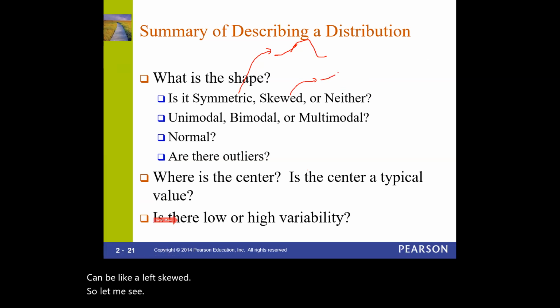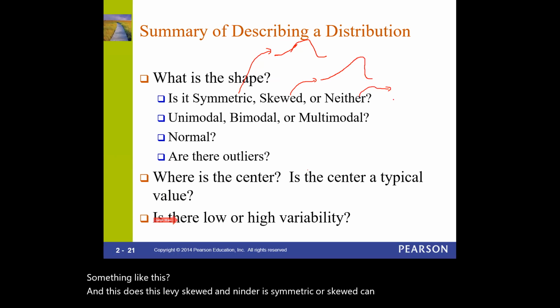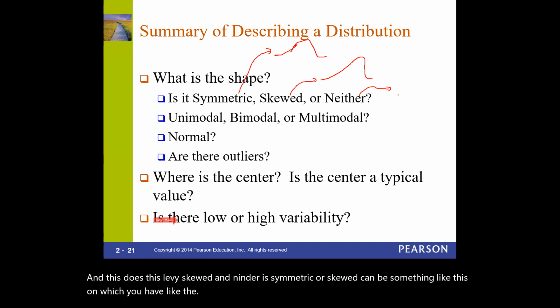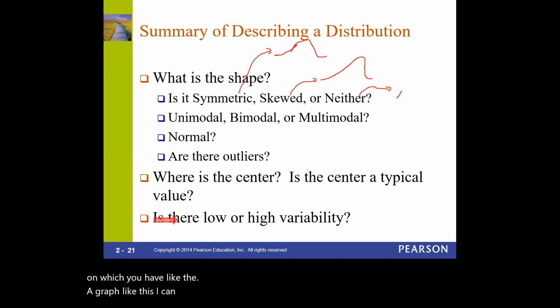Something like this. Like this, that's left skewed. And neither symmetric nor skewed can be something like this, in which you have a graph like this. I can say we have something like this. See that? Something like this, that'll be neither.